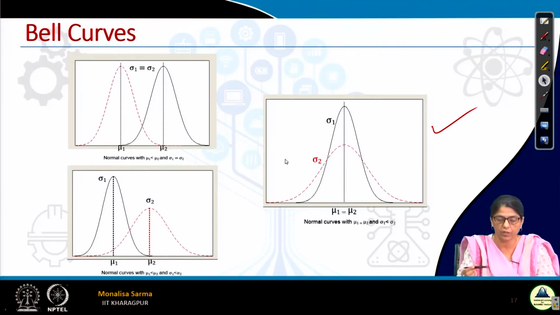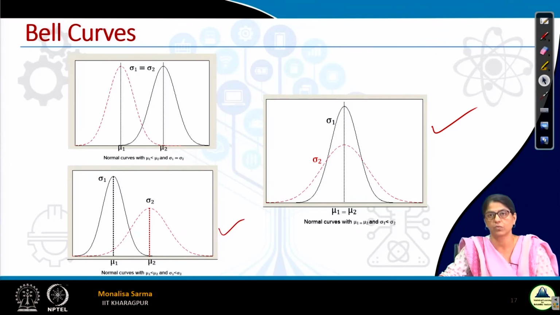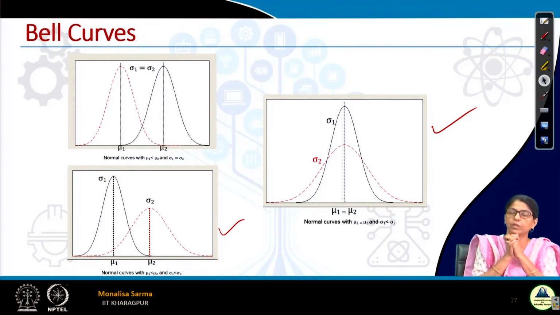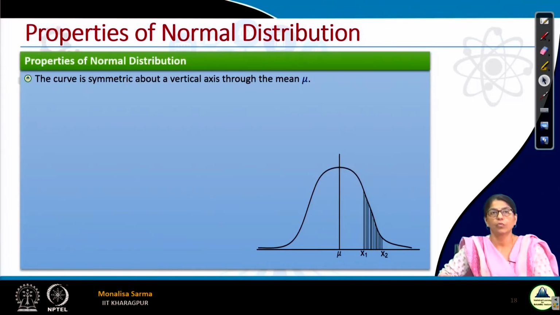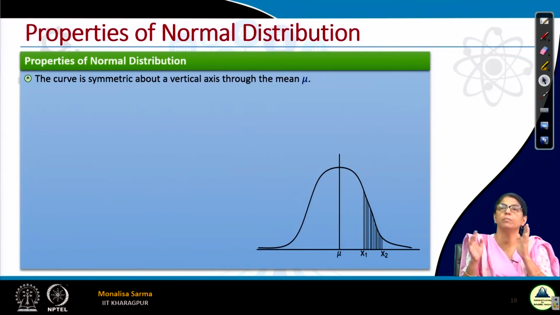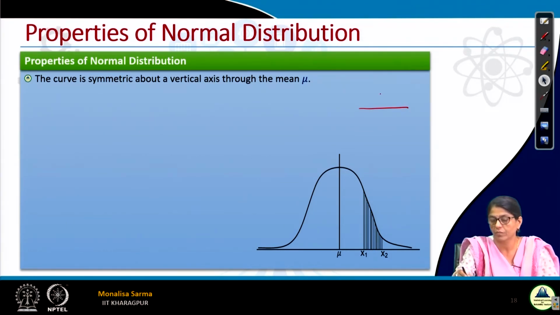Similarly, here we see the third one where mu 1 is less than mu 2 and sigma 1 is less than sigma 2. This type of figure we basically get for different values of mu and sigma. Now, for a normal distribution, what are the properties? The curve is symmetric about the vertical axis through the mean mu. The curve is symmetric about the mean mu, whatever the mean may be. Suppose this is my y axis and this is my mean, my curve is symmetric about the mean.